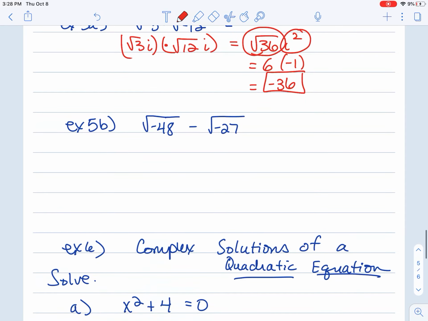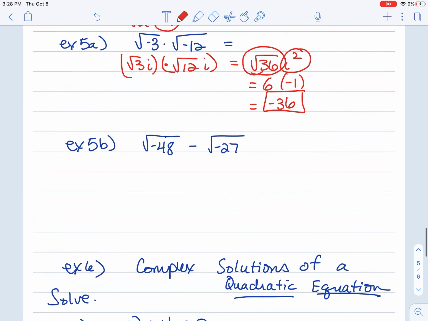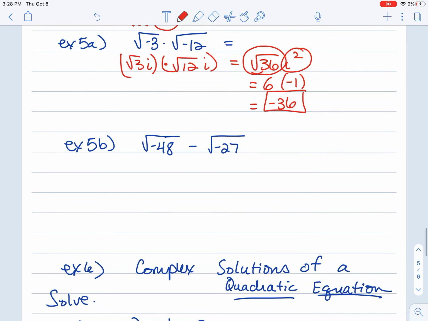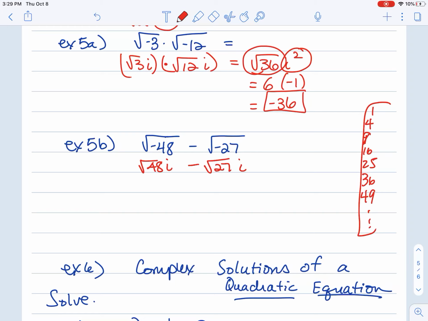Okay. And then what about this one? We're going to go the root of negative 48, so we can split this up to the root of 48, i, minus the root of negative 27 can be written as the root of 27, i. Remember our list of perfect squares, 9, 16, 25. So all of these are perfect squares, and we're going to see what we can pull out.